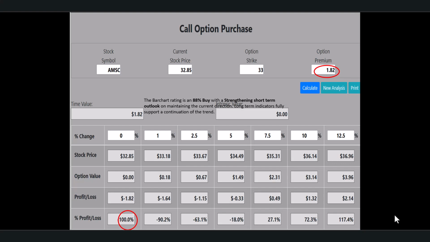Here's the call option calculator picture for the March 21 33 strike call. According to the 1% rule, we want the call to at least break even if the stock price is up 1%. The calculator picture shows that if the AMSC stock price is up 1% at option expiration, the 33 call will lose 100% of its value. You want that to be at least break even at option expiration, so the 33 call does not meet our requirements.